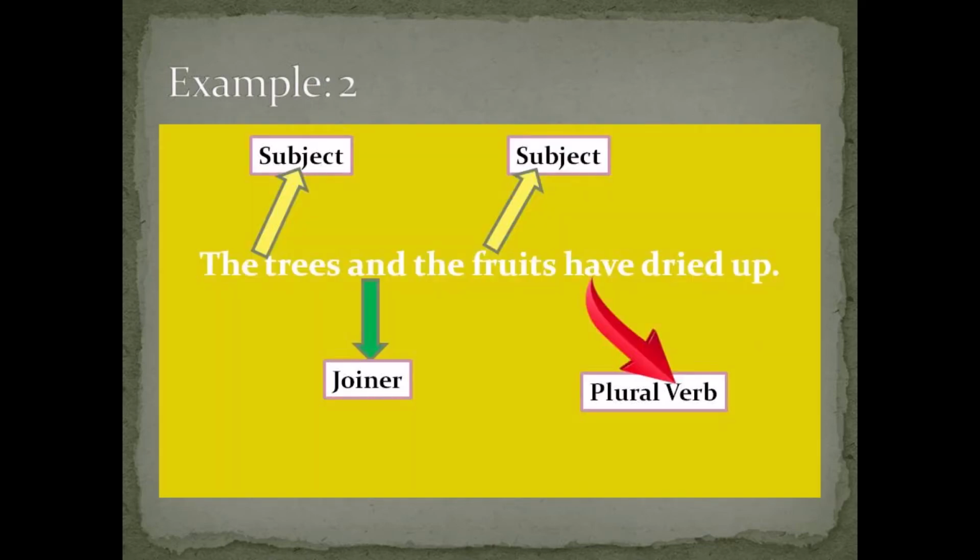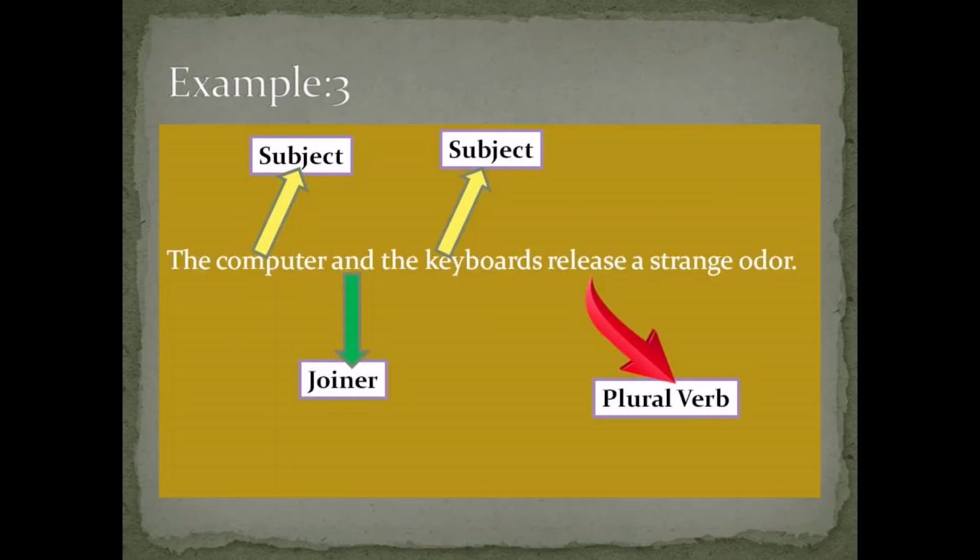Example number 2. The trees and the fruits have dried up. The subjects here are the trees, the fruits. Both parts of the subject are plural here. They are also joined by and. And the plural verb that followed is have. Let us continue to look at another example.